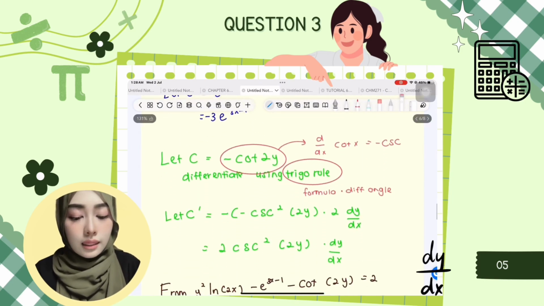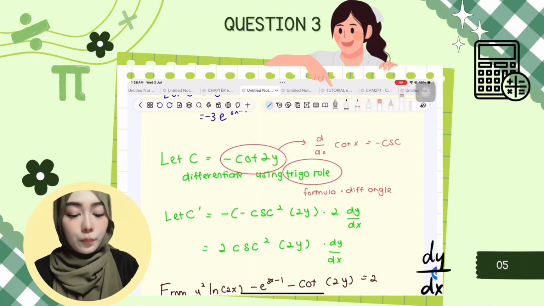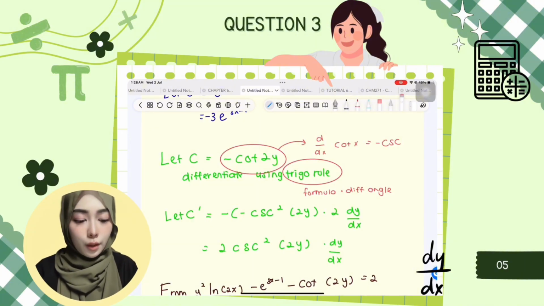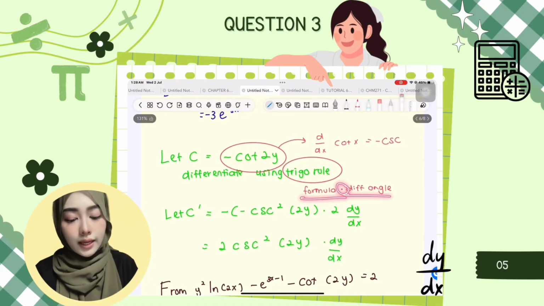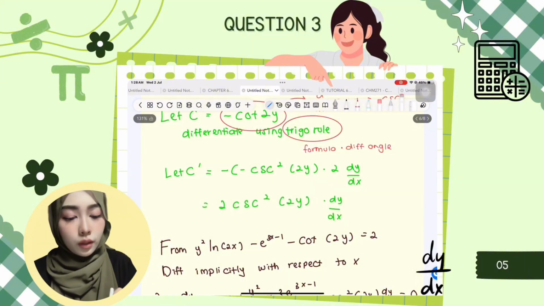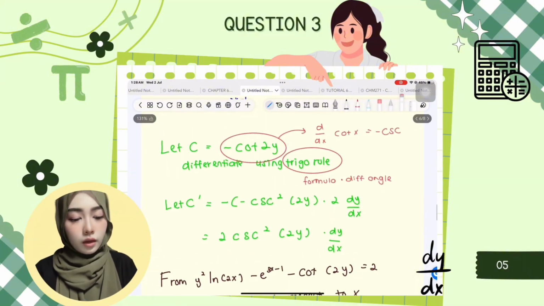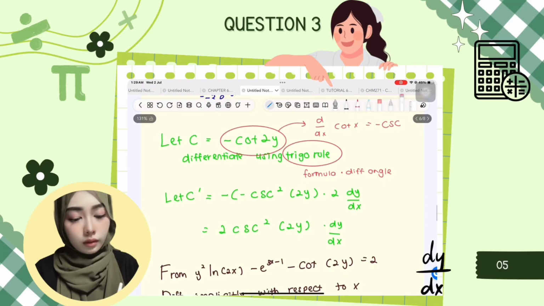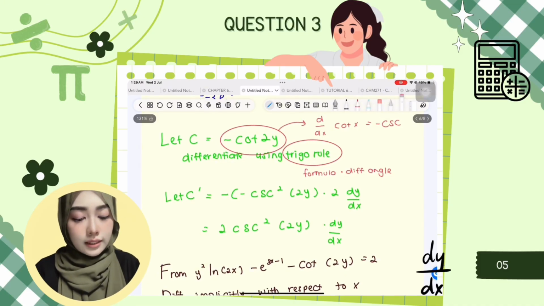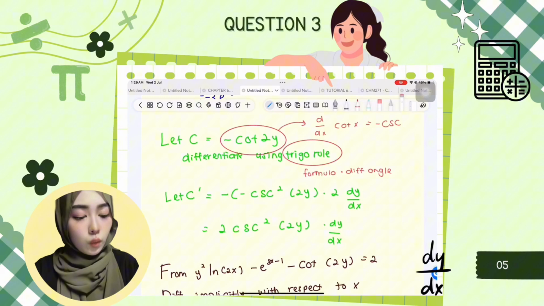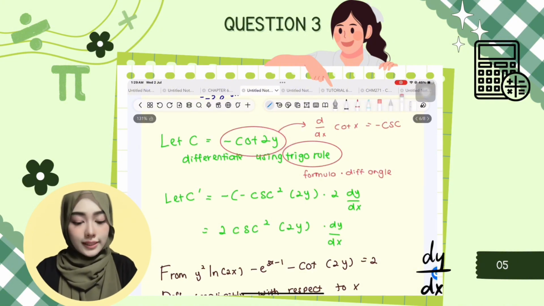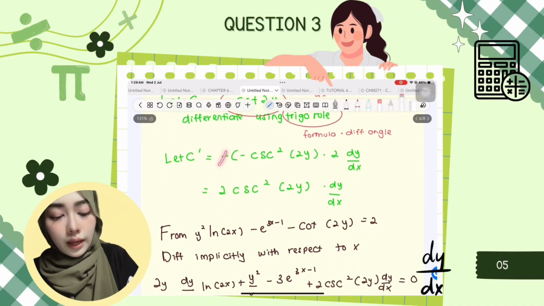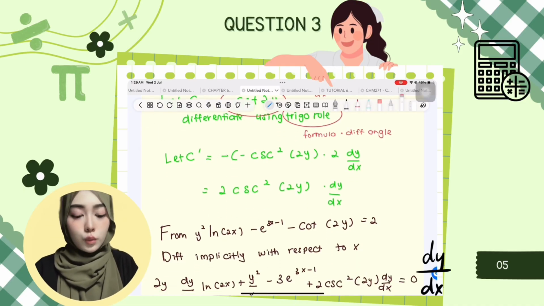Let C equal to negative cot 2y. As we know that cot is a trigonometric function, we are going to differentiate using the trigonometric rule. The trigonometric rule is a formula multiplied with the derivative of the angle. So C prime, this is the trigonometric formula. The formula for cot is negative cosec square 2y multiplied by 2 dy over dx. We differentiate the angle 2y, we will get 2 dy over dx. So the negatives cancel out, we will get positive 2 cosec square 2y multiplied with dy over dx.